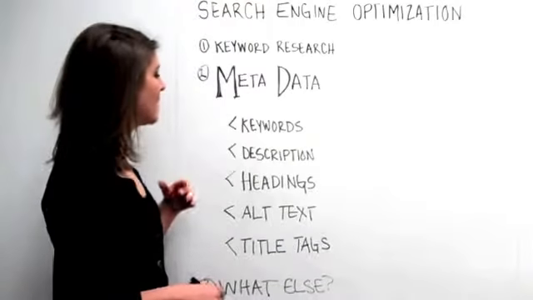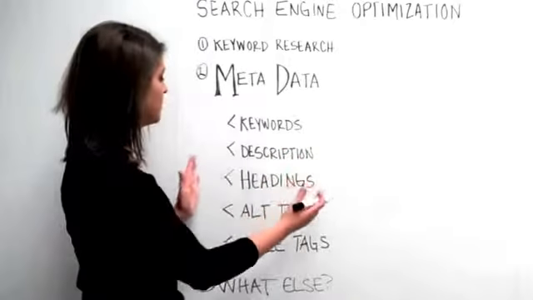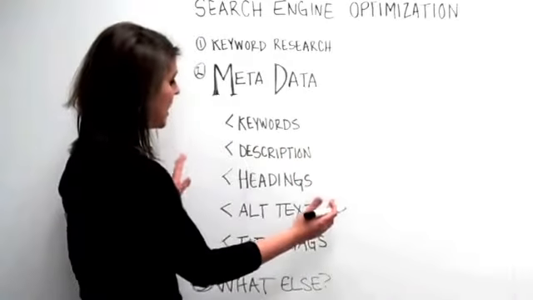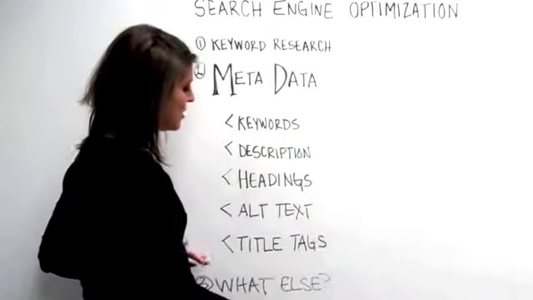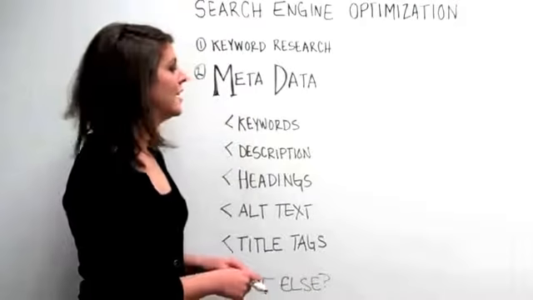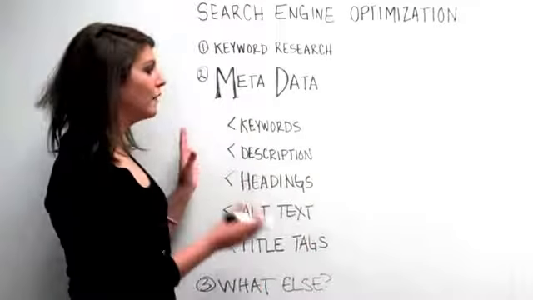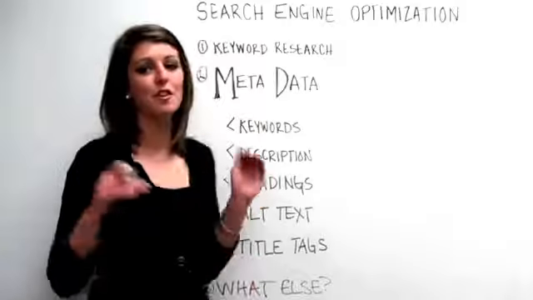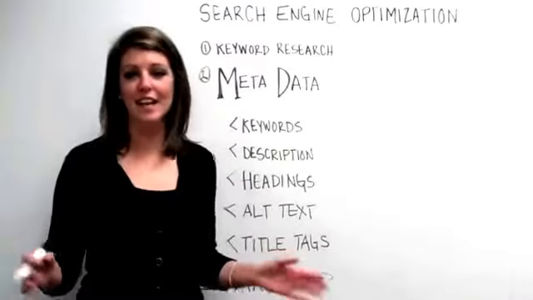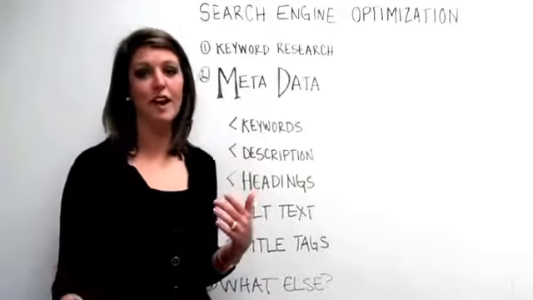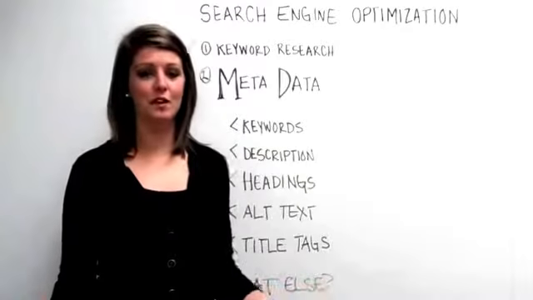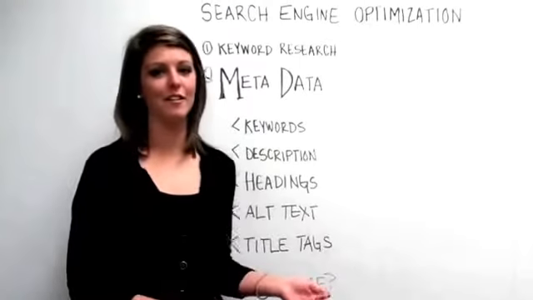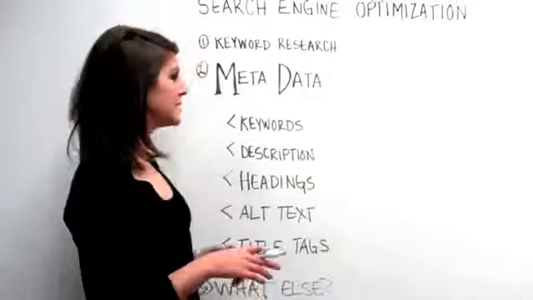Metadata consists of keywords that you list on your page's description, headings, alt text for images, and title tags for your page. Now it's important to know that all this metadata is behind the scenes. If you're looking at a web page, you will not see any of this metadata actually rendered on the page that the consumer or your web visitor sees. It's all in the background, and it's all for the search engines.